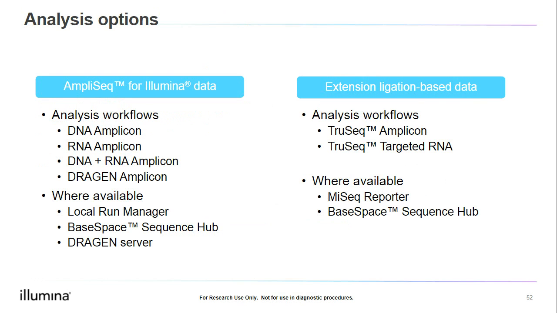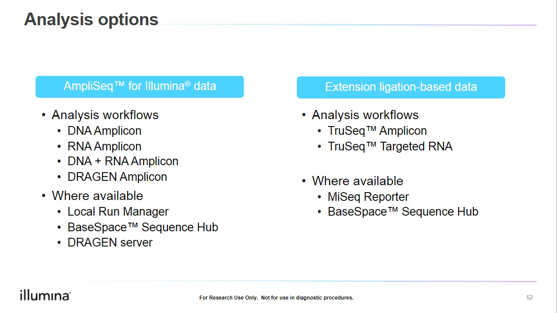We have different options for Amplicon analysis depending on the library preparation chemistry and where you would like to perform the analysis. For AmpliSeq for Illumina, we have the DNA Amplicon, RNA Amplicon, and the combined DNA and RNA Amplicon analysis workflows. And these are available both in BaseSpace online and offline via Local Run Manager. We also have the DRAGEN Amplicon app, which is available online in BaseSpace and offline on the DRAGEN server.